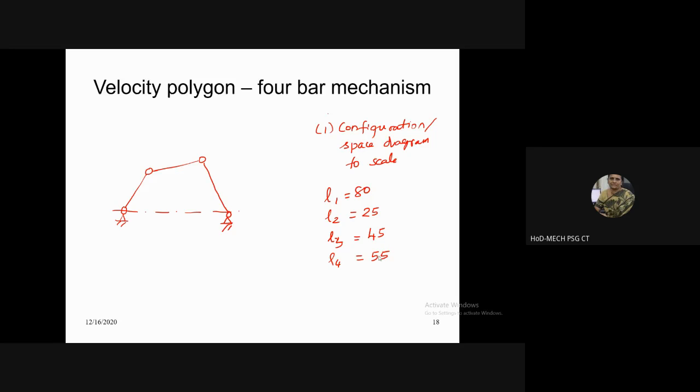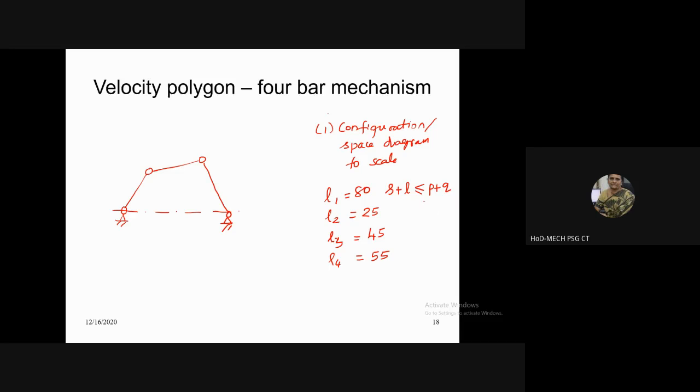Will this qualify as a Grashofian mechanism? Please somebody tell. Yes or no? What is the condition for a Grashofian mechanism? Shortest plus longest less than the sum of the other two, intermediate lengths. Is it a Grashofian mechanism? No, ma'am. Okay, even if it is not, it doesn't matter for carrying out a velocity analysis. So let us retain it like this.